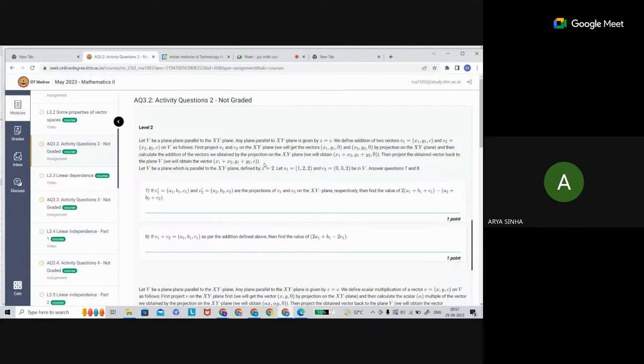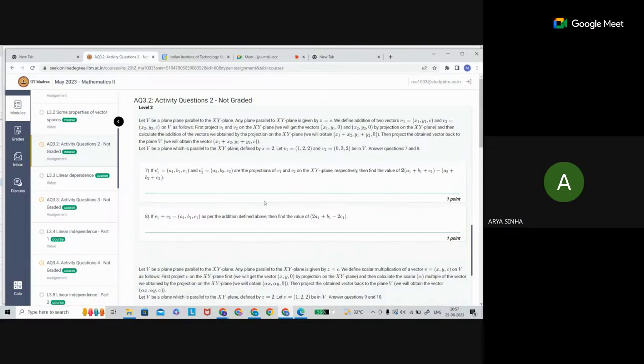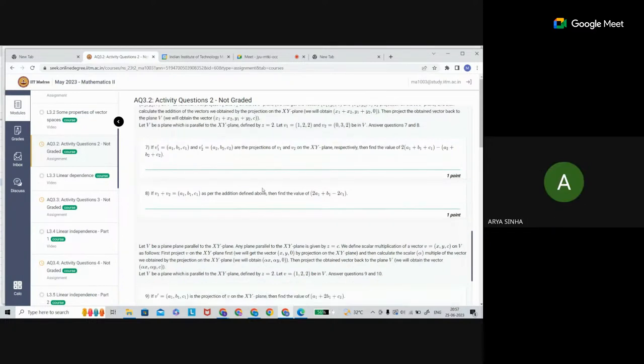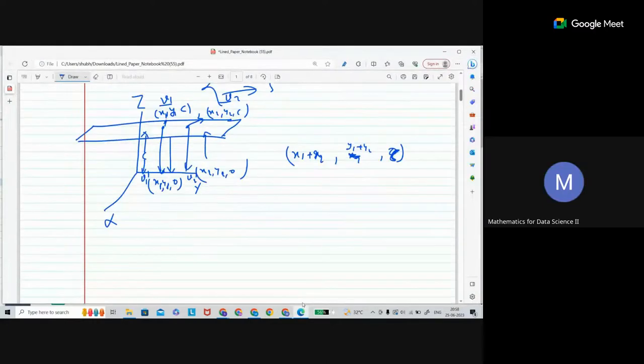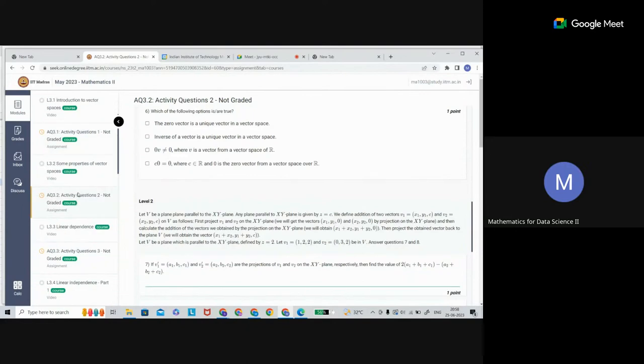And one more doubt: for calculating the inverse of a vector, like we do V into 0 equal to minus V, something like that. For any vector space, how will you calculate the inverse? Yeah. Suppose let me give a vector space, then easily you can calculate. So suppose here is the introduction to the vector space.